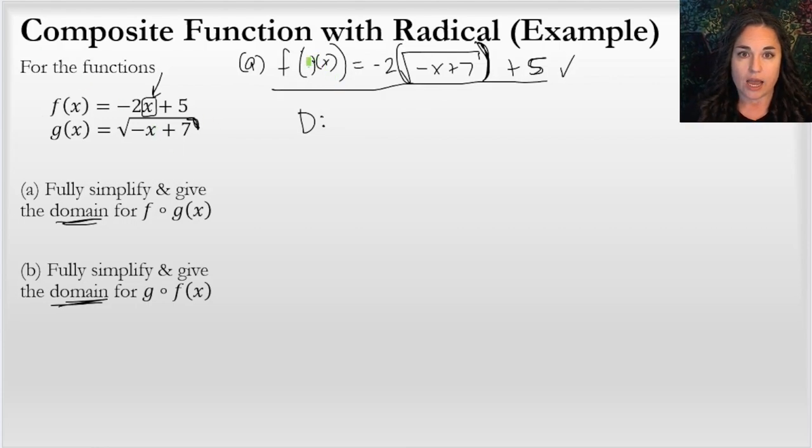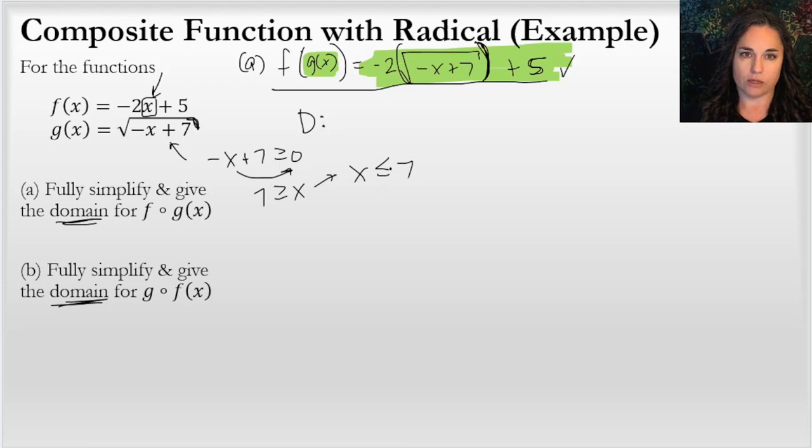When I look at the domain, and we've covered this in prior lessons, I have to take the domain of the original inside function, and I have to check the domain of the resultant function. The original function does have limited values. Negative x plus 7 has to be greater than or equal to 0. I'm going to move the x over here, so I get 7 is greater than or equal to x, but more importantly, I write it as x is less than or equal to 7. For any number less than 7, I'm going to get a positive value in there.